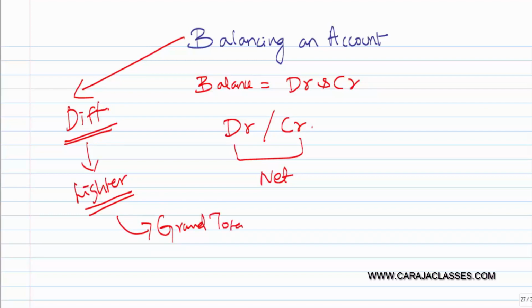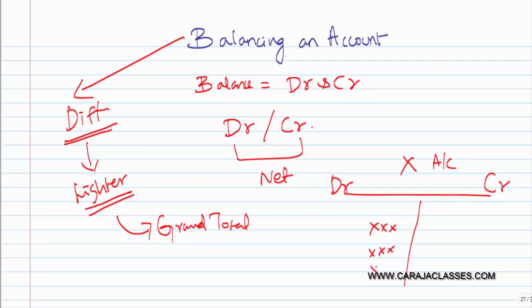This is more important because when you prepare a ledger, say a particular account, X account, you are going to have some entries on the debit and you are going to have some entries on the credit. Say for example, the entries on the debit total is more and entries on the credit total is less. Then you cannot have more total here and you cannot have less total here. Actually, the total should be equal on both sides.